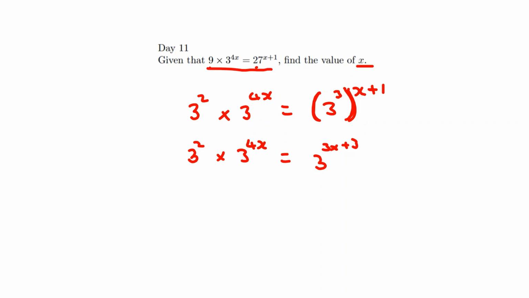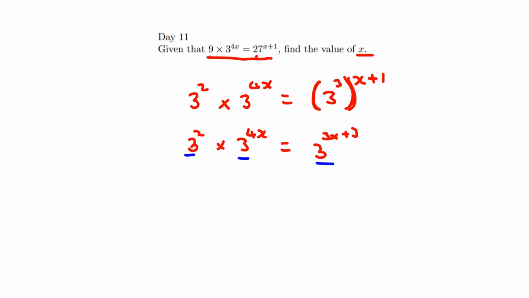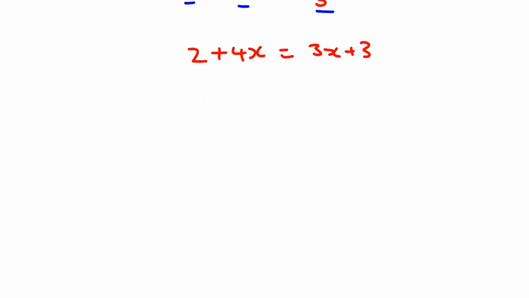Now, we can see here all my bases are the same. So what I can do is look at just the powers. We've got 2. Now, if we're doing index laws, when I'm multiplying, they become a plus. So it'll be plus 4x, and that equals 3x plus 3. So I've got myself an equation that I can solve.